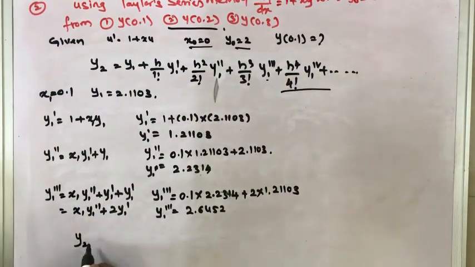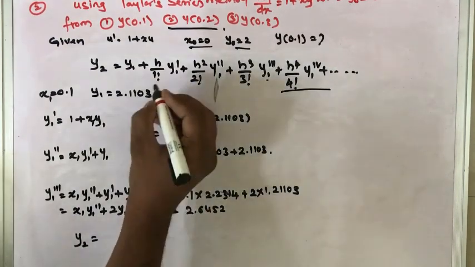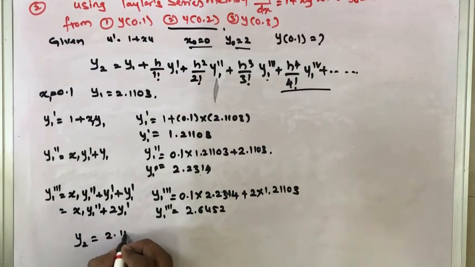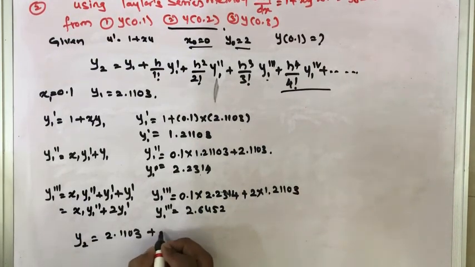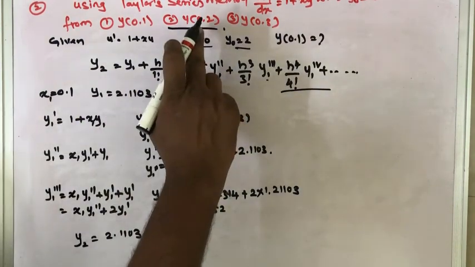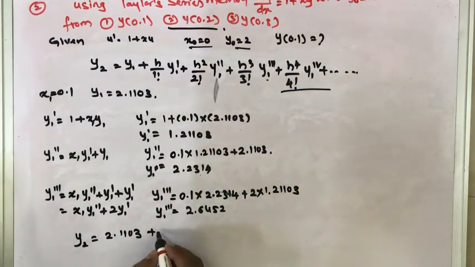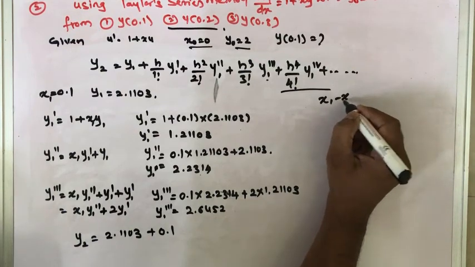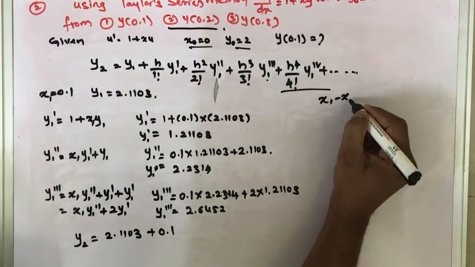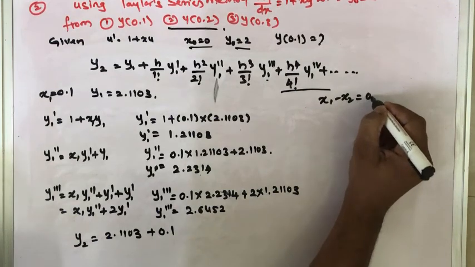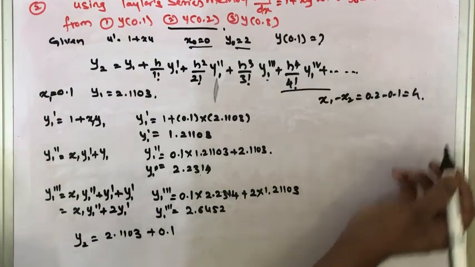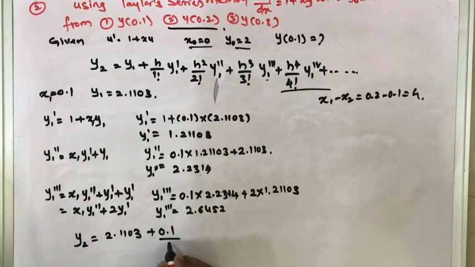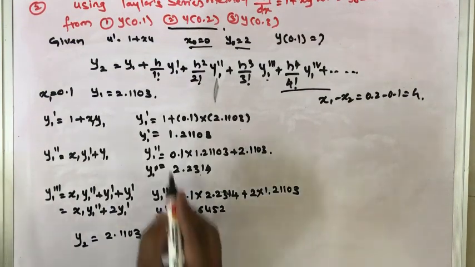So y2 will be, y1 value is 2.1103 plus h. So here the h will be again 0.1. x2 is 0.2 minus 0.1, x2 minus x naught, so h will be again 0.1. So 0.1 by 1 factorial into y1 dash.